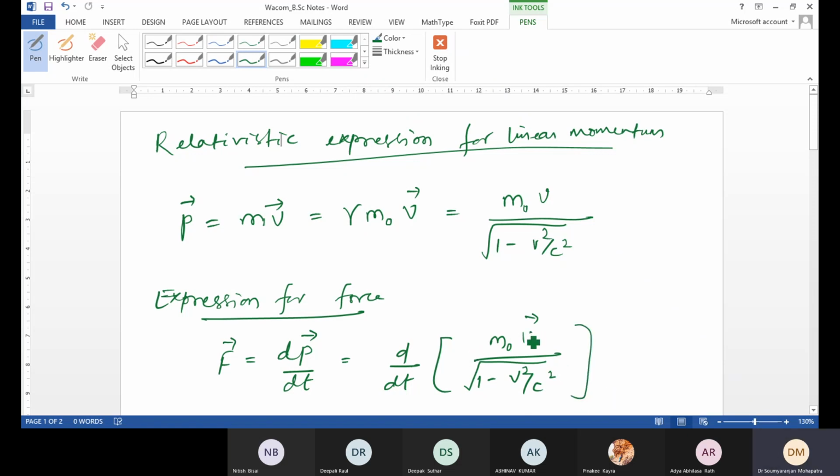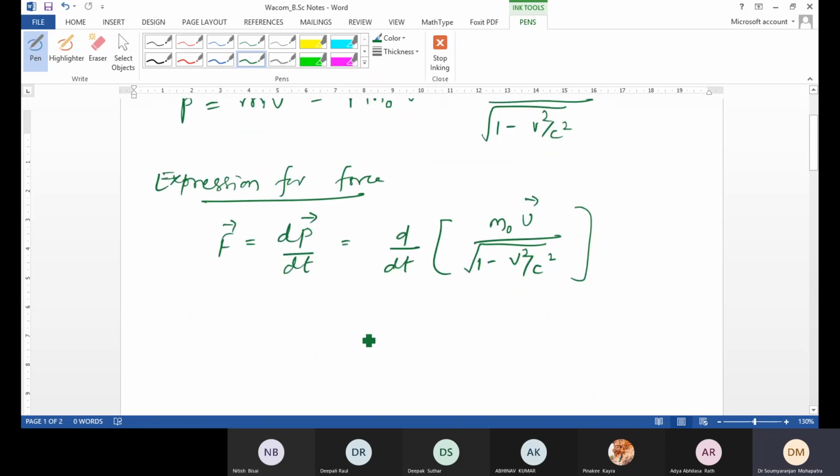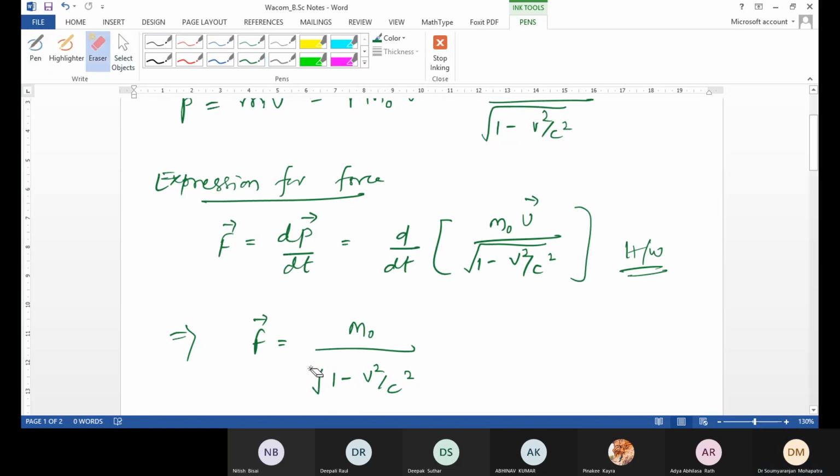If you take the derivative of this, after doing the mathematical calculations, I'm just writing the direct formula. You solve this one, this is your homework. Try to deduce this form. This can come as a short question. So F is equal to m naught a divided by 1 minus v square by c square in brackets, to the power 3 by 2.